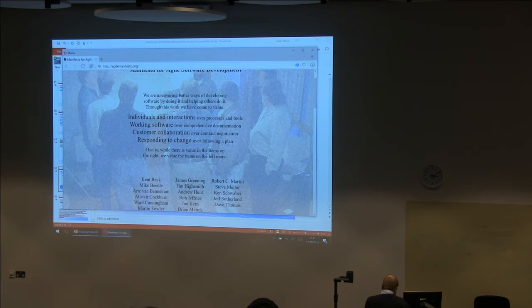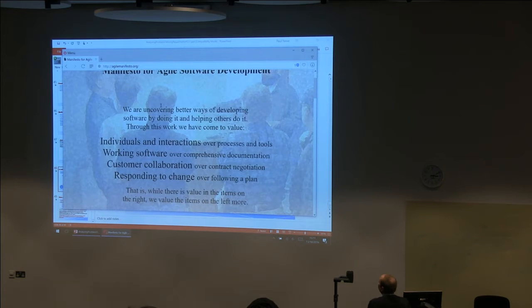And they are saying: people and interaction between people over processes and tools, working software over comprehensive documentation, collaboration over contracts, and responding to change over rigidly following a plan. That's what's good about agile methodologies. We talked earlier on about how requirements change. Agile is very good at responding to change because you have that iterative cycle built into the process.